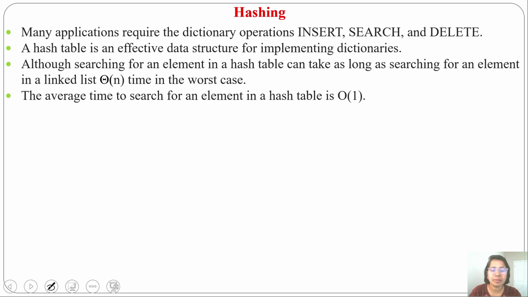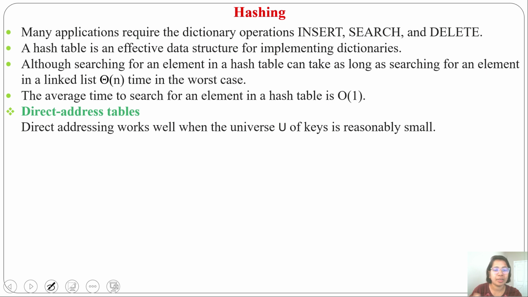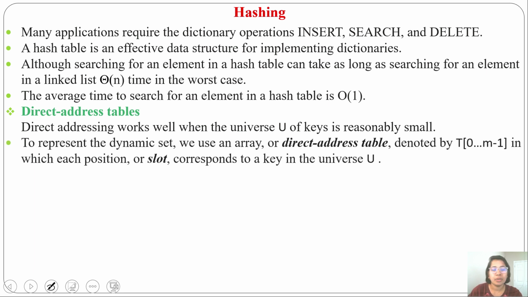Before discussing hash table, let's first discuss direct address table. If we are storing data directly in a table, direct addressing works well when the universe of keys is reasonably small. Means when we have less data, then we can use the direct address table. To represent a dynamic set, we use an array, or we can say direct address table, denoted by T[0 to m-1]. These are the indexes in which each position, or we can say slot, corresponds to a key in the universe. So directly we will store the key in the table, that is called a direct address table.